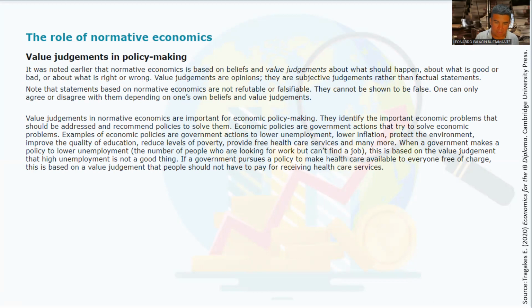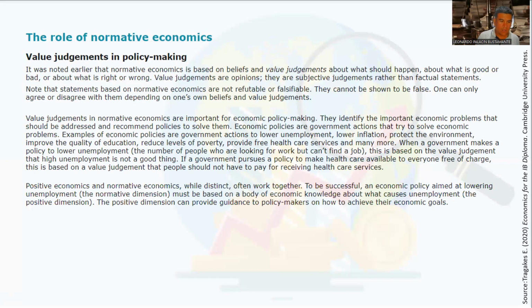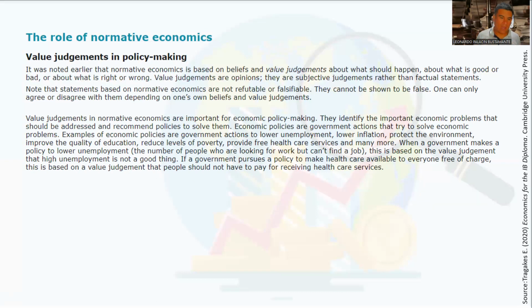If a government pursues a policy to make healthcare available to everyone free of charge, this is based on a value judgment that people should not have to pay for receiving healthcare services. So value judgments vary. In Argentina, perhaps, you might think that education should be free for everybody. But in the United States, on the other hand, people may not have the same ideas.